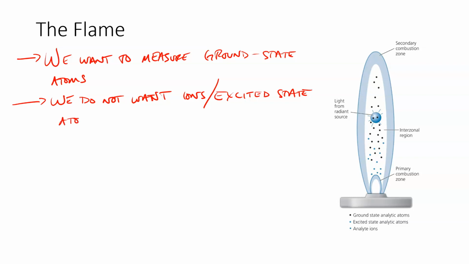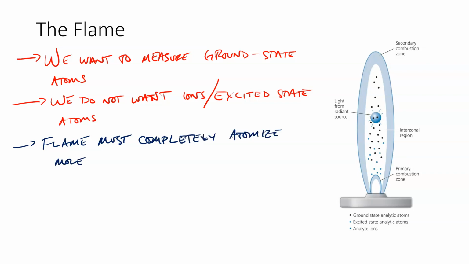atoms, and the reason is the wavelength that we're using is particular to that metal. If it's already in the excited state, it's not going to absorb that photon anymore. If it's an ion rather than the atom, it's going to have different sets of absorptions. And so we want ground state atoms rather than ions or excited state atoms. But at the same time, this balance that we have to strike is that the flame must be hot enough to completely atomize our molecule. And so it's a bit of a balancing act between having it hot enough to break all of those covalent bonds that are in our molecule, but not hot enough that we're actually ionizing or exciting those atoms.